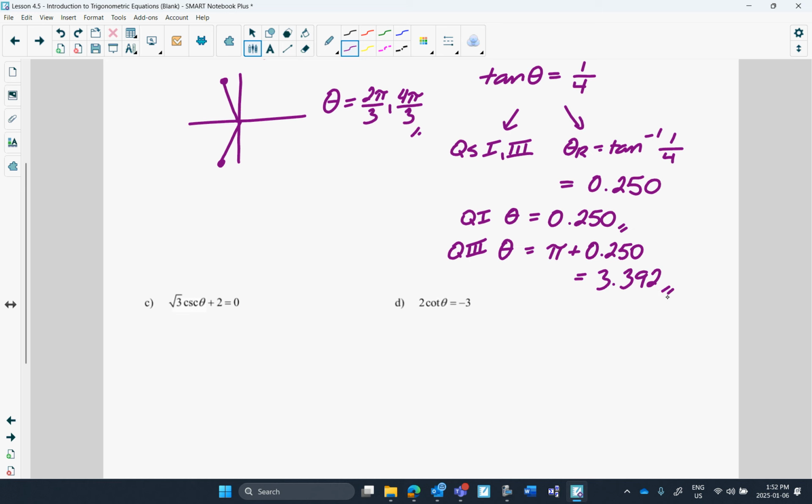Because remember, if we're in degrees, to find the angle in quadrant 3, it's always 180 plus the reference angle, right? But because we're in radians, what's 180 in radians? That's pi.